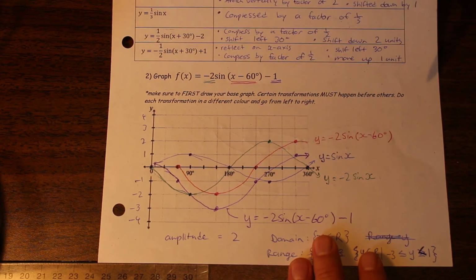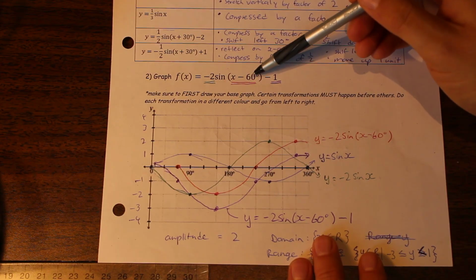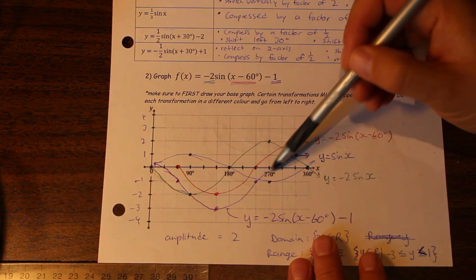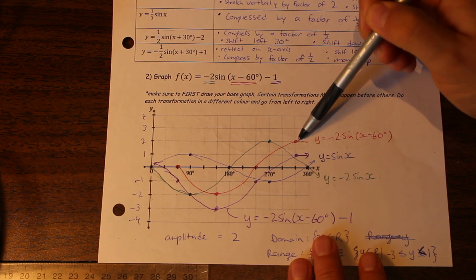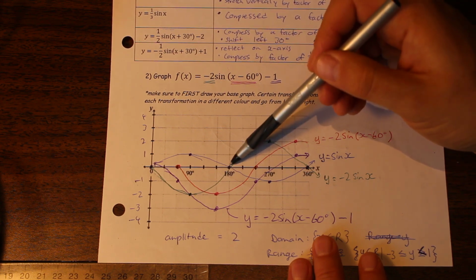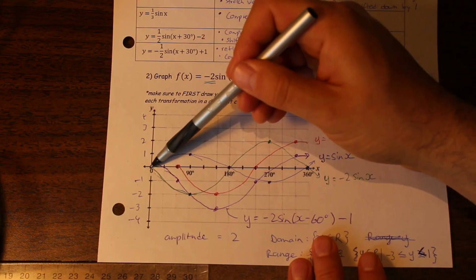From the green one now, we then have to move everything 60 degrees to the right. In this case, that's 2 spaces. So there's my green one, 2 spaces to the right, and again, 2 spaces to the right.